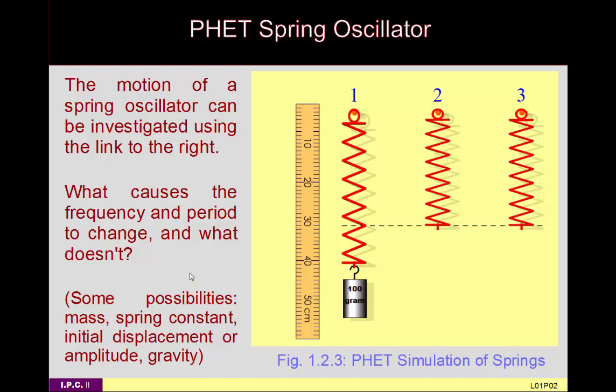But basically, I want to, either by experiment in the lab or by simulation with the Colorado PhET program, obtain the relationship between the period, which is how much time it takes to complete an oscillation for the spring, and some of the basic parameters like mass or spring constant, the initial displacement, which is the same as the amplitude, and the gravitational acceleration.